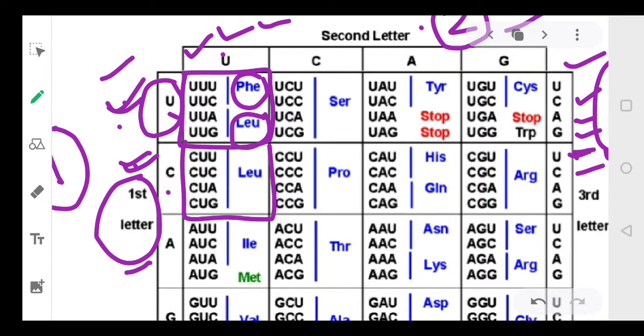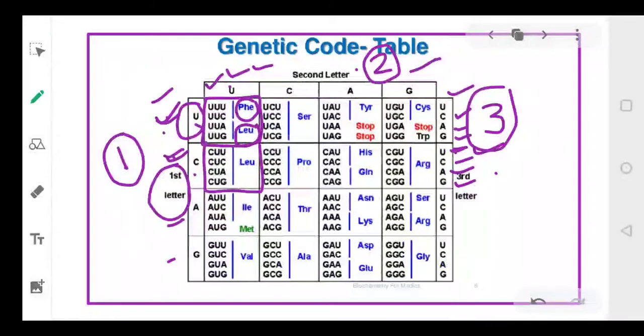C, U, A. Then C, U, G. Okay, so in this manner we will be making the complete blocks, and we can make 64 codons very easily. Okay, dear students, we can make how many? 64 codons. And just look at this. All these four, they are making the leucine.